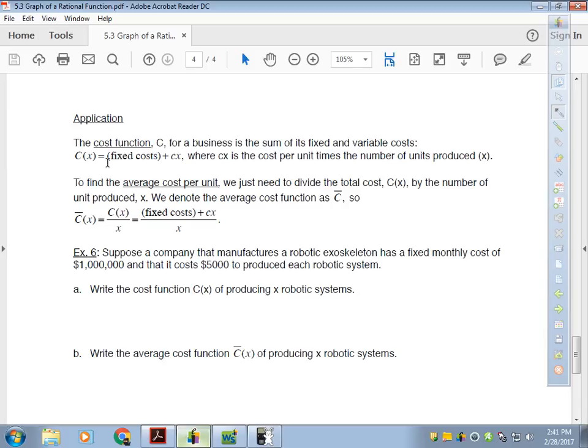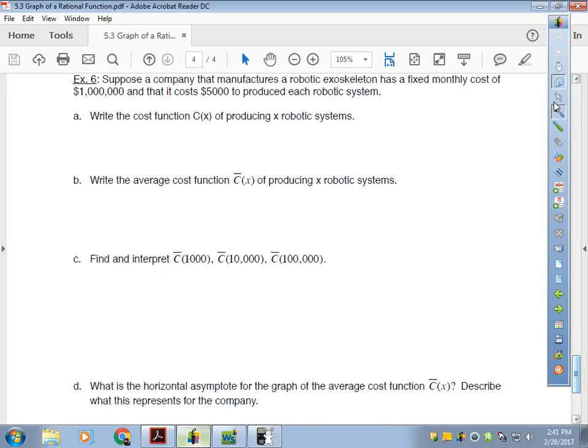Now, this function by itself is not rational. It's likely to be polynomial. But when we want to find the average cost per unit, basically on average, how much does it cost us to build this, what we have to do is take our cost function and divide it by the number of units, divide it by X. This gives us the average cost, which is C bar of X. And it's just our cost function, fixed cost plus CX, divided by our number of units, so divided by X. And because there is this division, it is a rational function. So let's look at an example that uses this.